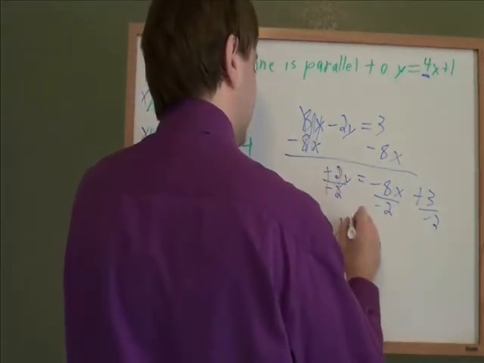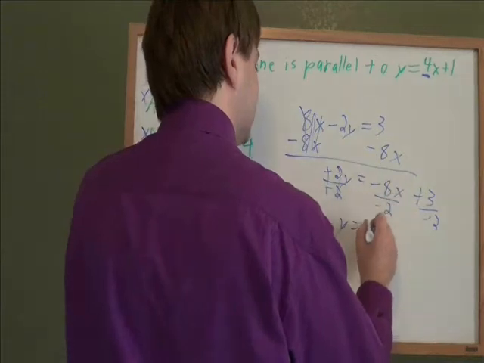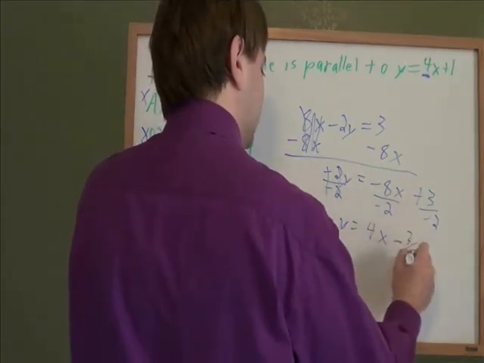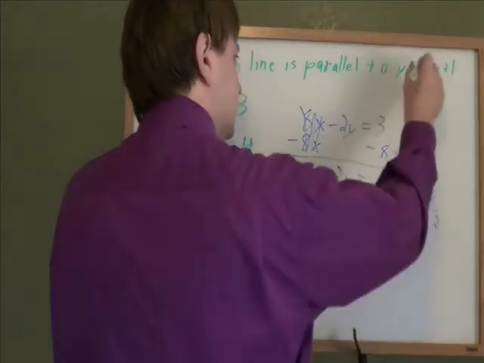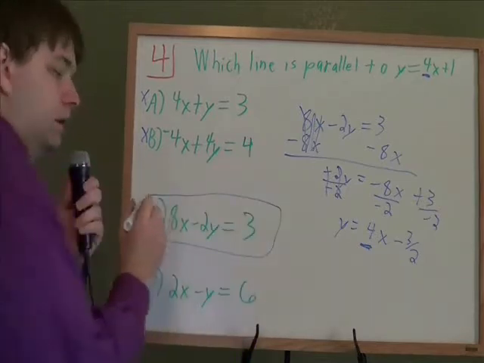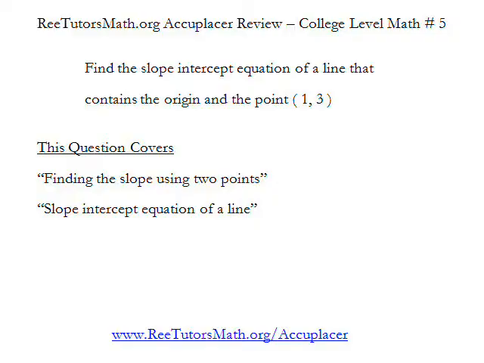Cancels out to give us y. Negative 8 by negative 2 is 4, and that will stay a fraction. And that is the same slope as the 4 we were looking for. So C is the correct answer.